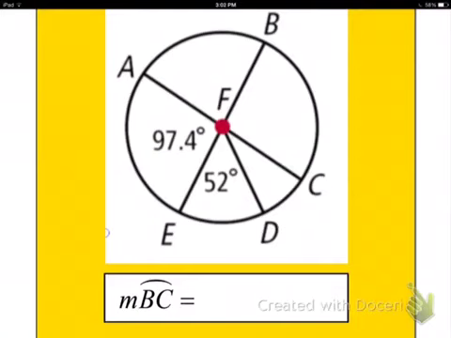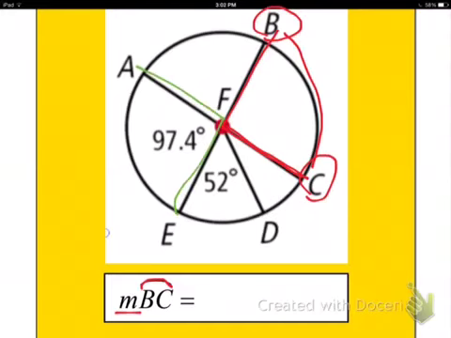On this one, they want us to find the measure. M stands for measure of arc. There's your arc symbol, BC. So the shortest route from B to C is here. It's formed by angle BFC, which is a central angle. Now, I need to find that, but I don't have a number there. Notice that this angle and angle EFA are vertical angles, because they're formed by two intersecting lines, so therefore they're equal. So arc BC would also equal 97.4.